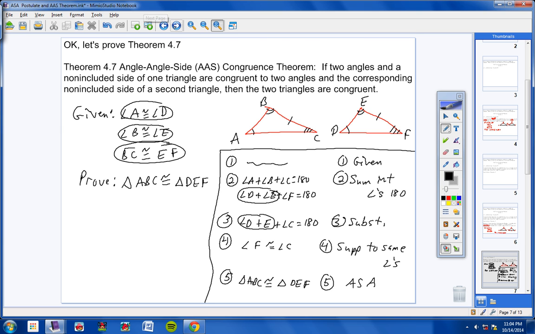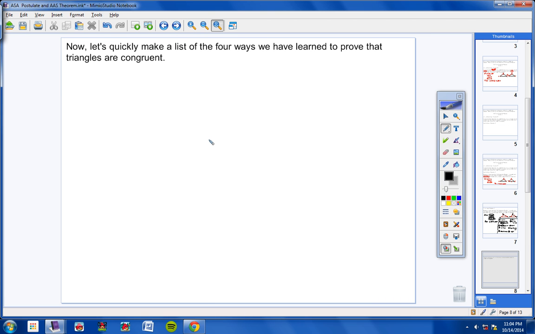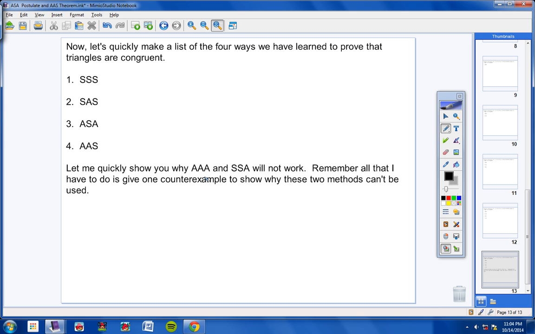Now, very quickly, let's make a list of the 4 ways that we've learned how to prove that triangles are congruent. Side, side, side works. Side, angle, side works. Angle, side, angle works. Angle, angle, side works, okay? Now, let me quickly show you why angle, angle, angle does not work and why side, side, angle does not work. Are you ready? Please watch carefully, okay? You can take some notes on this or just watch.